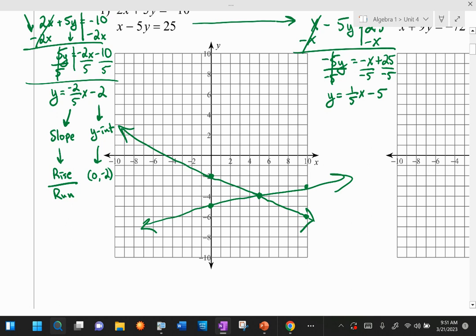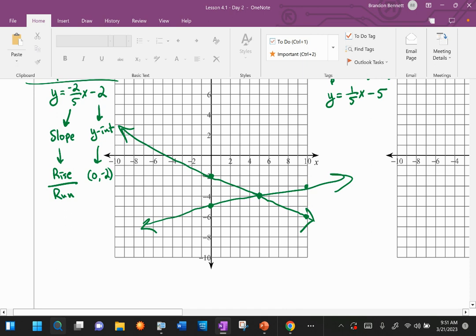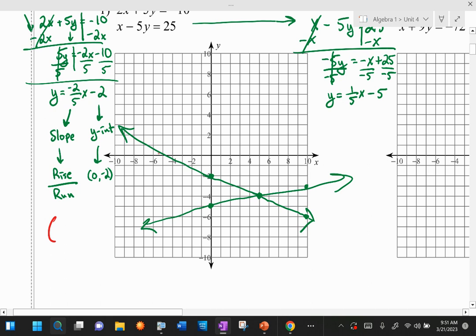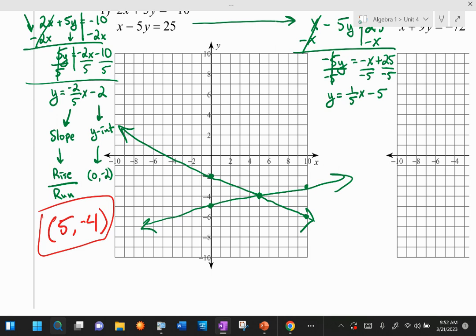Okay. Now, in some of your homework, it might ask you for the whole solution. It might ask you for just the x or just the y. So make sure you're paying attention to that. What is the full solution of this problem? Anybody? 5, -4. So if it was just asking for the x, your answer would be 5. Okay?